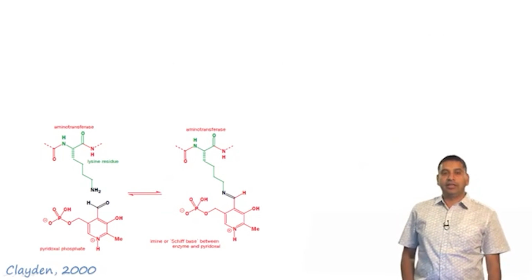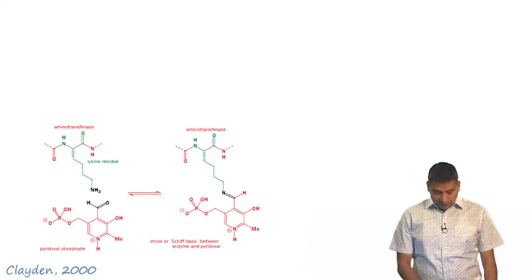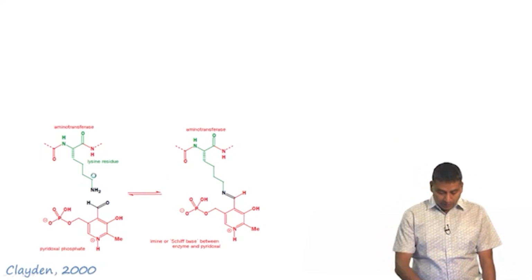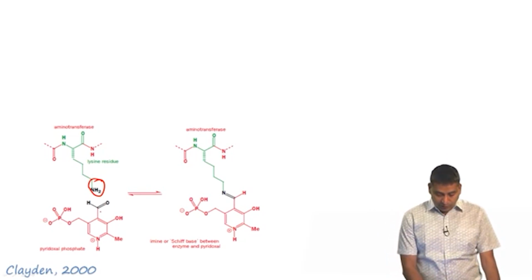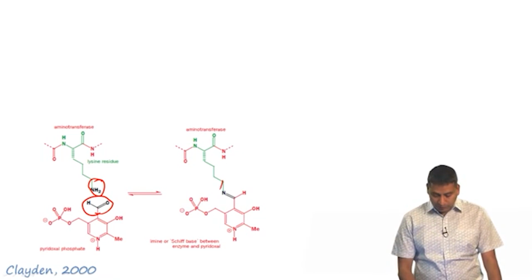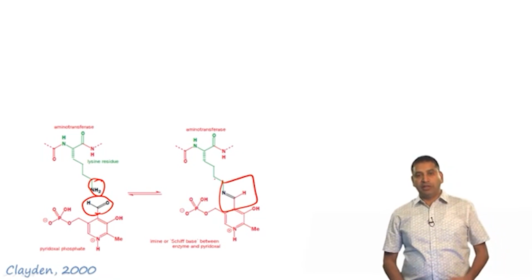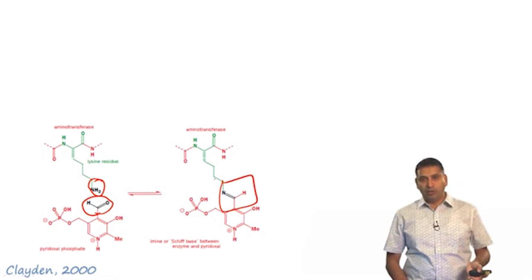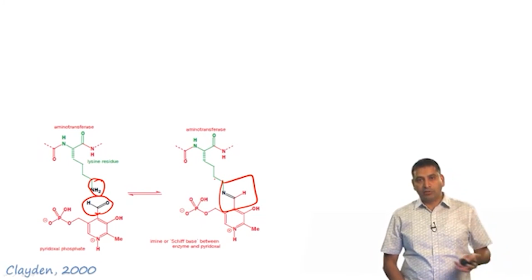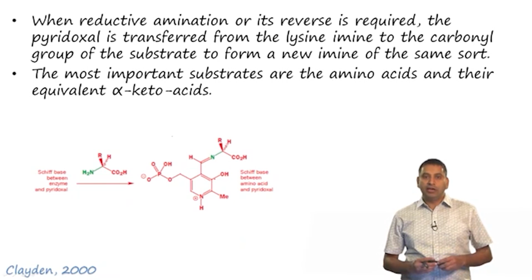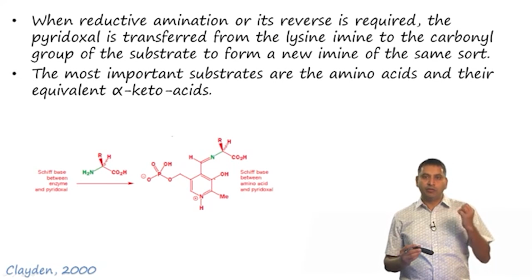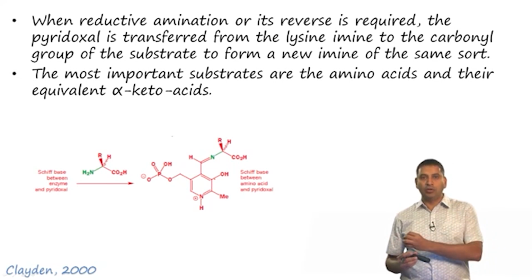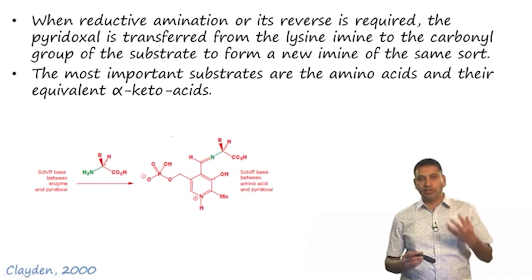The way in which this reaction happens is that you would use a lysine residue from the enzyme aminotransferase, which is going to react with this aldehyde to produce an imine. This imine is actually the Schiff base equivalent, which can then undergo reduction to give you the corresponding amine. So, when reductive amination or its reverse is required, the pyridoxal is transferred from the lysine imine to the carbonyl group of the substrate to form a new imine of the same sort.